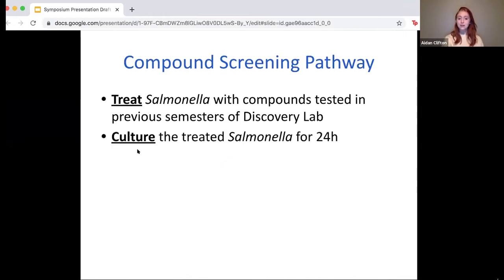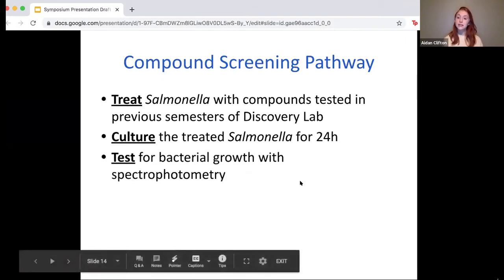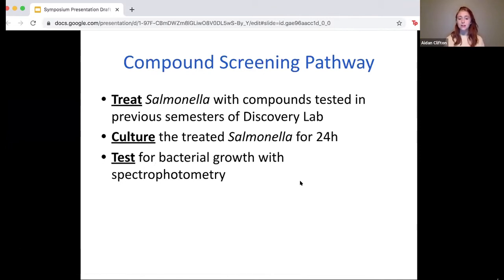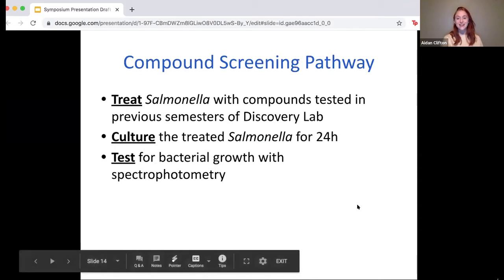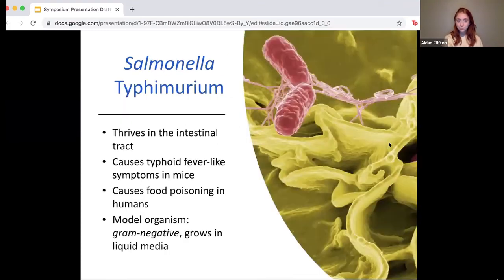The next thing we would do is we would culture our compounds with treated Salmonella for 24 hours in an incubator. We test for bacterial growth using a spectrophotometer that just measures light absorbance, which measures how much the bacteria grew. And then we compare that with our negative control in order to see just how effective it really is.